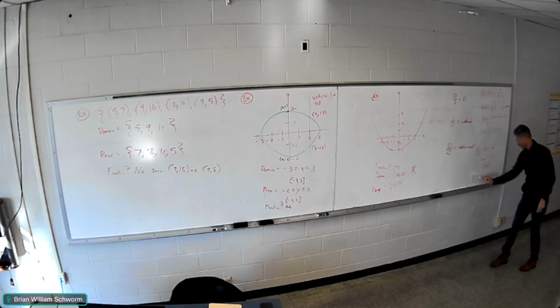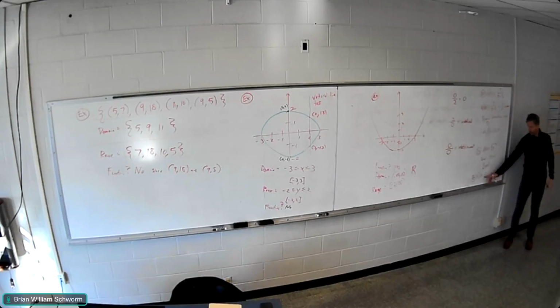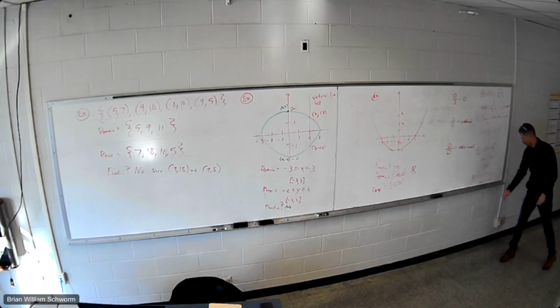One more quick example here. X squared minus x minus 6. No square roots, no fractions. So domain is everything, all real numbers. Negative infinity to infinity.